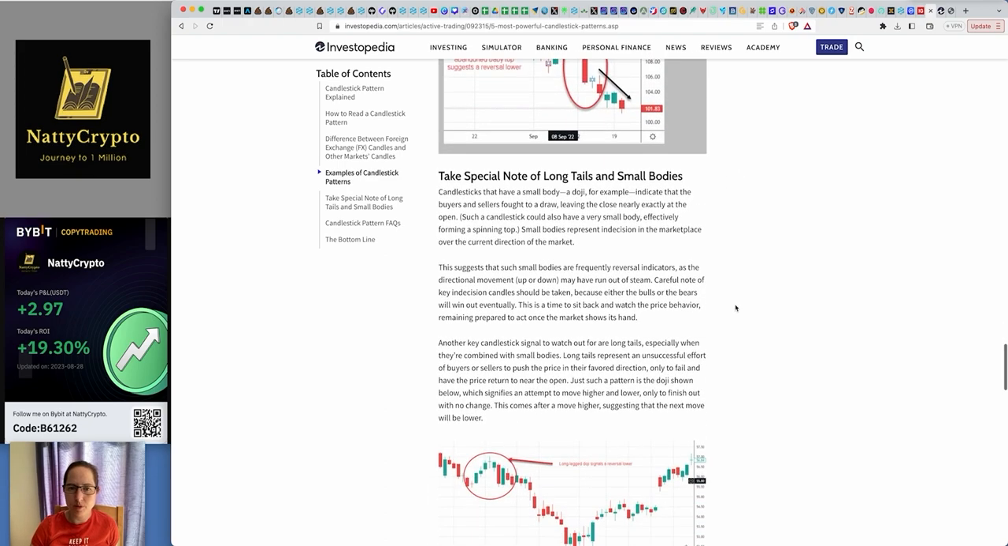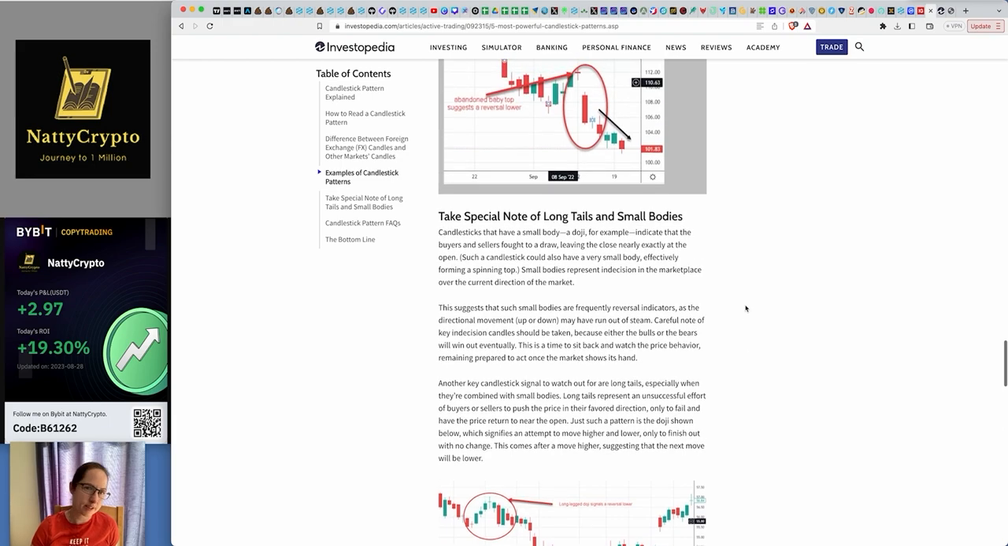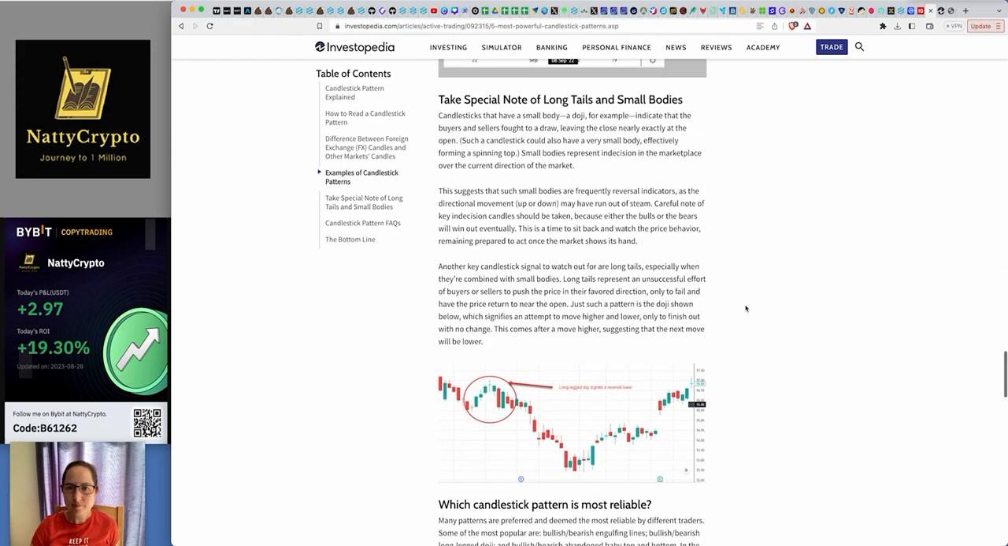Gaps you won't see on crypto, unless you're looking at CME. So take note of long tails and small bodies. Candlesticks with a small body, a doji, for example, indicate that the buyers and sellers fought to a draw, which is what I've said to you. The card goes either way, leaving a close nearly exactly at the open. Such a candlestick could also have a very small body, effectively forming a spinning top.